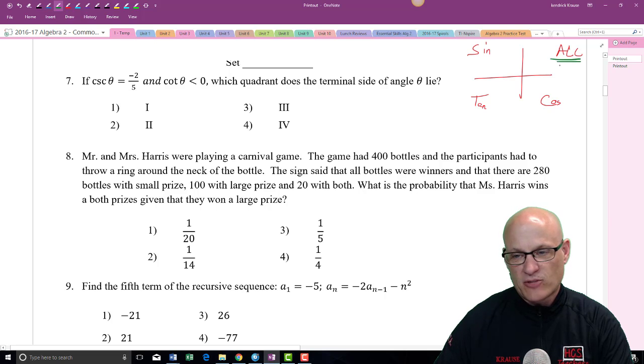All doesn't matter. Everything's positive. If you're in quadrant 1, all things matter. If you're in quadrant 2, cosecant and sine are positive because these are reciprocal functions. Cotangent and tangent are positive down here, and cosine and secant are positive over here.